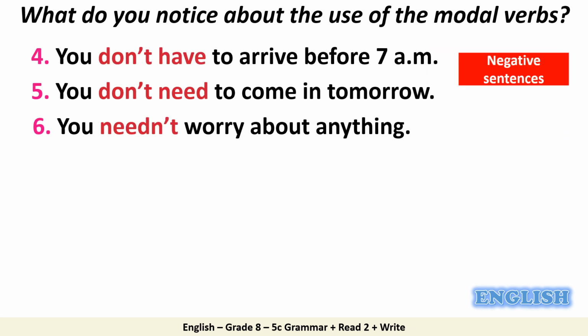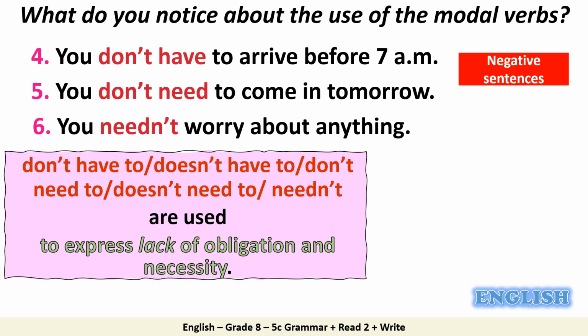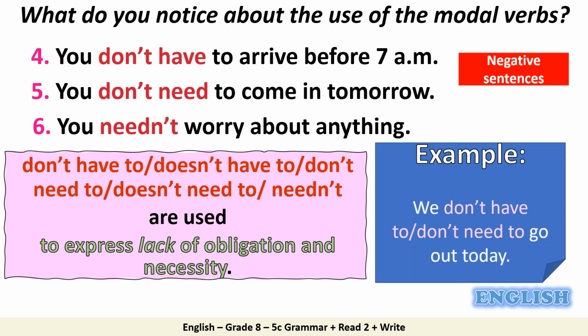What do you notice about the modal verbs in sentences 4, 5, and 6? They are all used in negative sentences. Therefore, we use the modal verbs don't have to, doesn't have to, don't need to, doesn't need to, and needn't to express the lack of obligation and necessity. So there is no obligation or necessity at all. Another example is, we don't need to go out today, or we don't have to go out today.